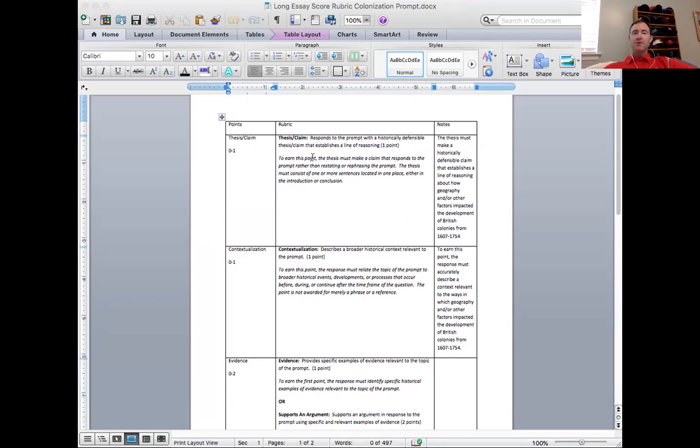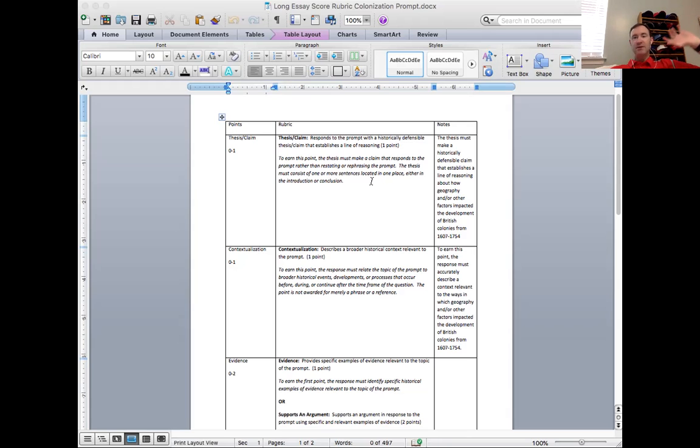So guys, again, your thesis claim, look what it says. To earn the point, the thesis must make a claim that responds to the prompt rather than restating or rephrasing. Okay? In other words, do not just simply quote that prompt. Okay? That's why I suggested a moment ago that you basically create a thesis that is going to bring variables into it, is going to bring maybe things within a cause.